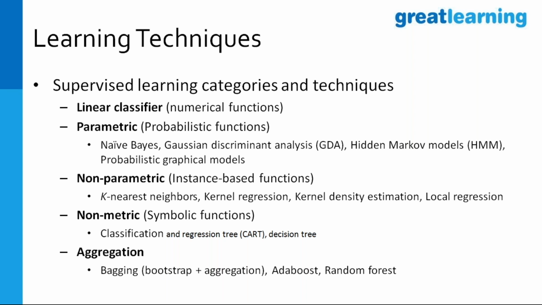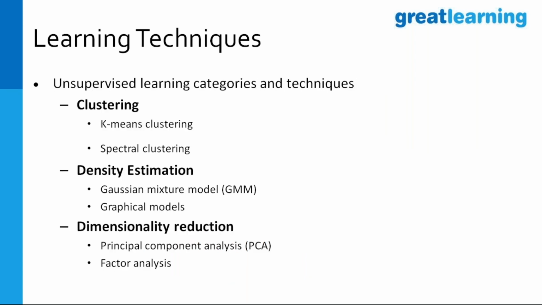So what are all the techniques that we have? Under parametric, we have naive Bayes, Gaussian discriminant analysis methodology, HMM methodology, probabilistic graphical models, etc. Under non-parametric, we have KNN, kernel regression, kernel density estimation, and local regression, etc. So these are all the algorithms which I am going to use based on the data.